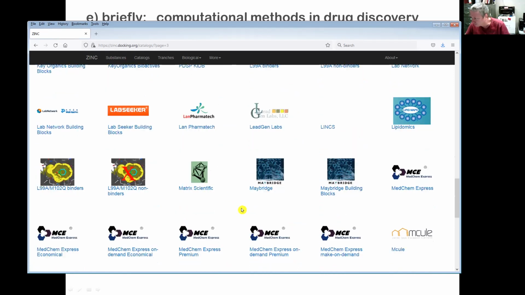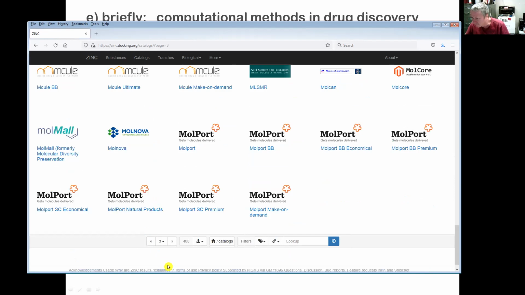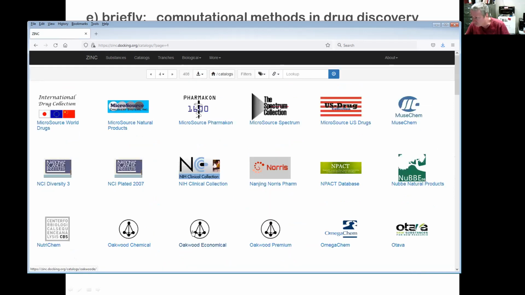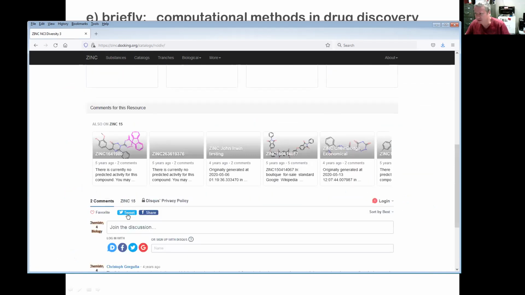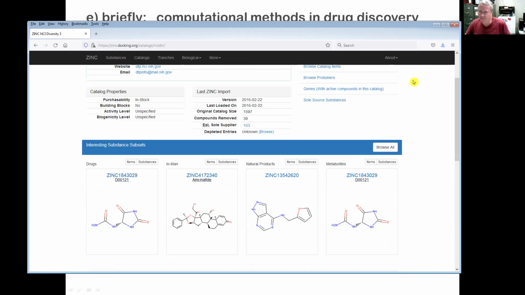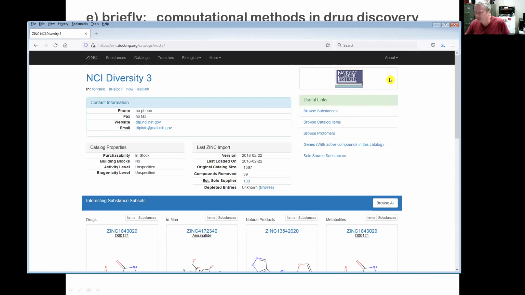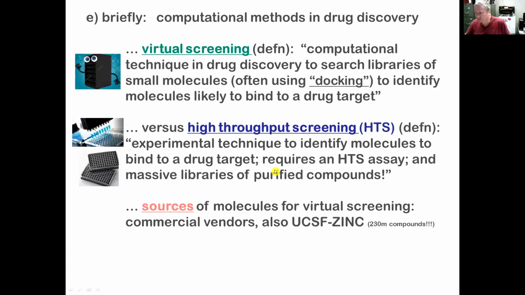I think it's here somewhere. Yeah, these NIH and NCI clinical collections are compounds that are freely available, provided by the government. It actually shows subsets of them too. Anyway, if you get into this stuff, you'll probably use Zinc. I just wanted to show what it is. It's a nice electronic depository of compounds. Now I can feed them right into my docking programs, and then do docking against a protein drug target or something.